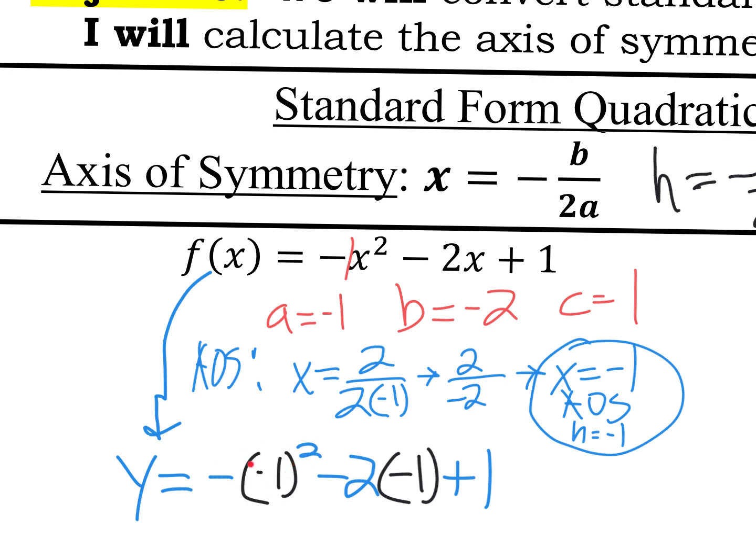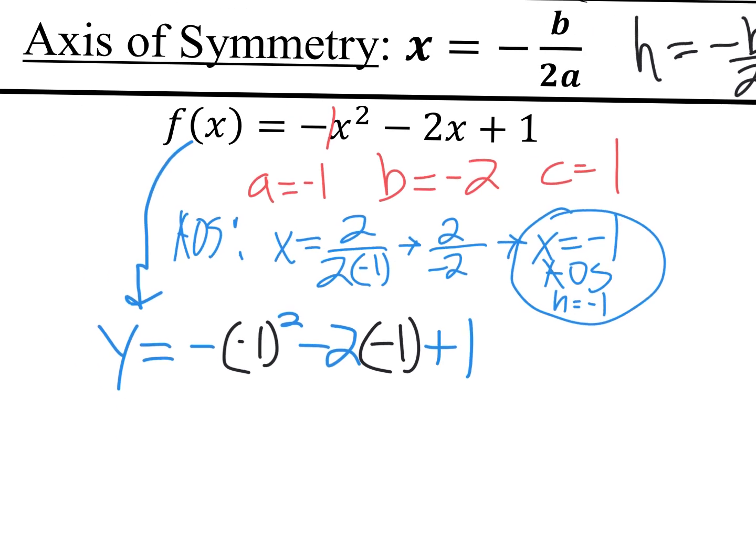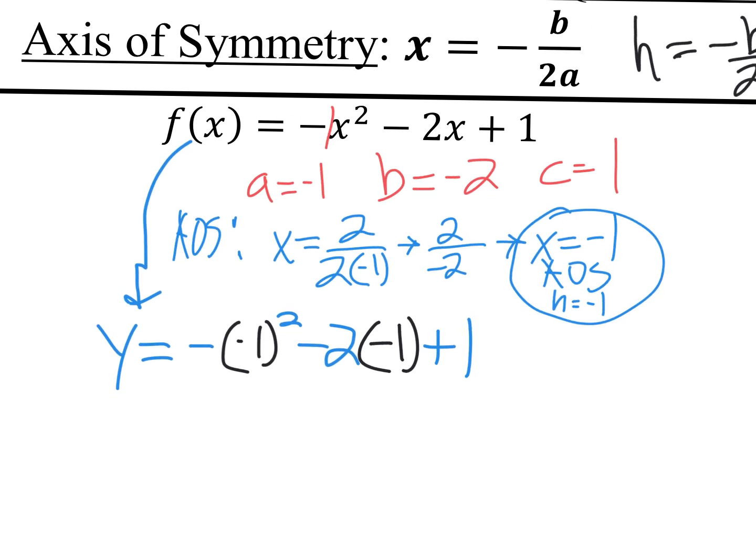So this is negative 1. This becomes plus 2. So negative 1 plus 2 is 1. 1 plus 1 is 2. So this says y equals 2. And we call this our min or max value, okay? And it's actually going to be a maximum.